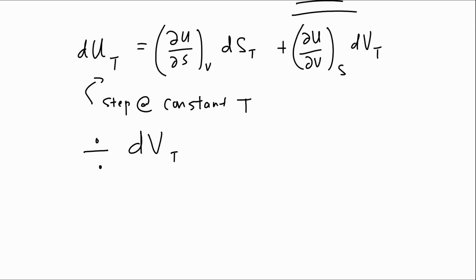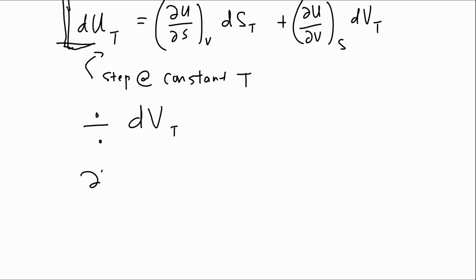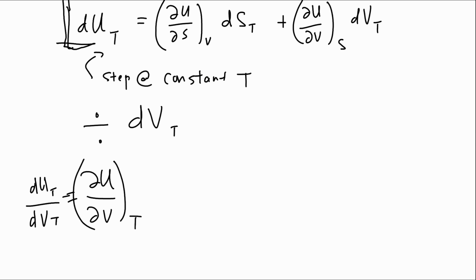So if I want to take a step, let's belabor. Let's say I want to take a step dU at constant T. This gives me an expression in the SV plane, or something, for how to take that change. And so if I divide by dV at constant T, I'm going to get what I want. So dU at T, dV at T is what I mean by that derivative.